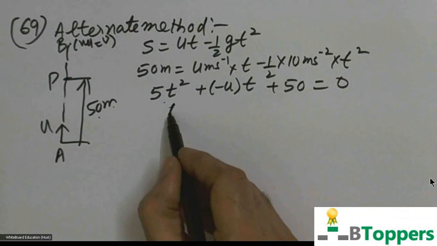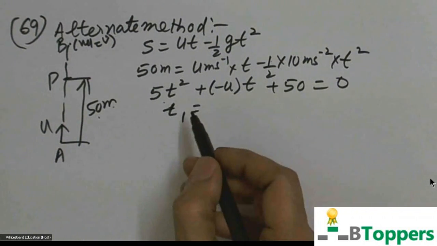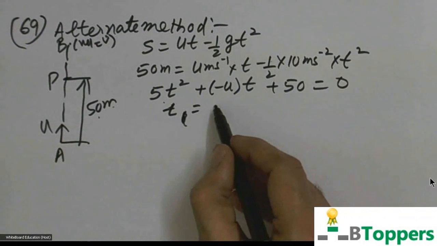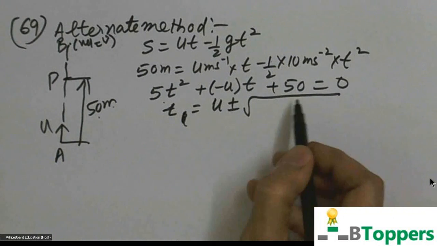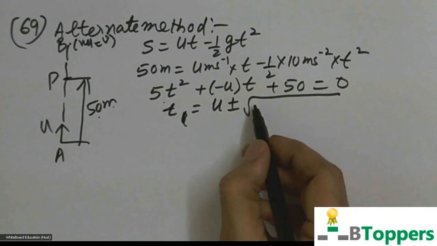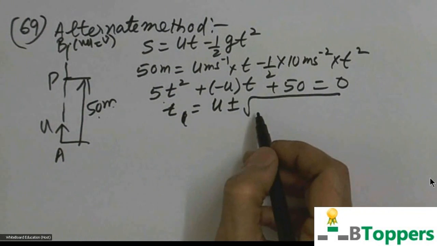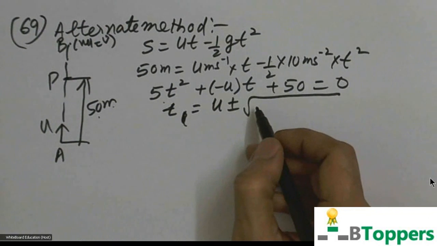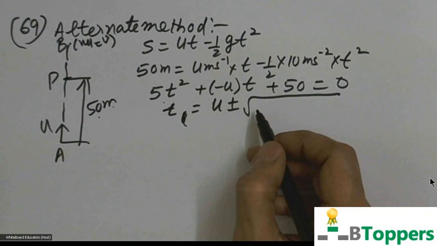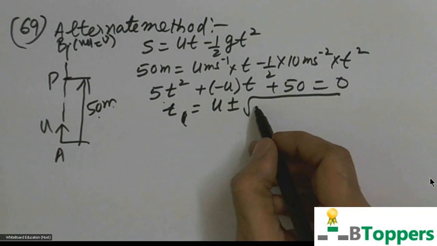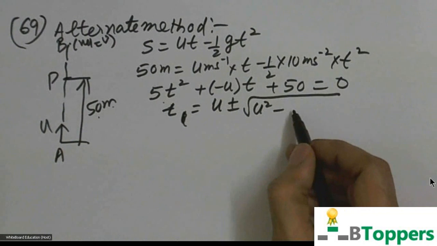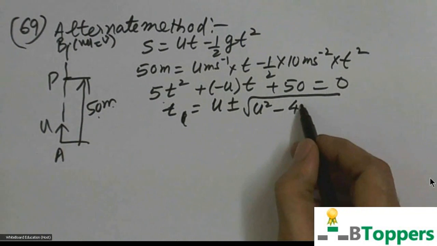So the difference of the roots. In general, the solution of the quadratic equation ax² plus bx plus c equal to 0 is given by x equal to minus b plus or minus under root of b² minus 4ac, by 2a. Using that, you get the roots.